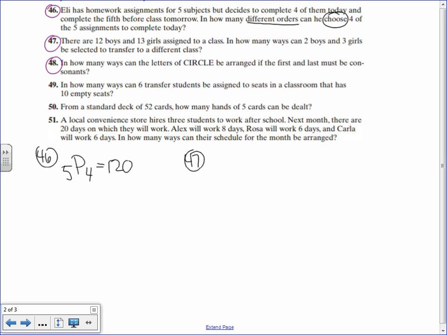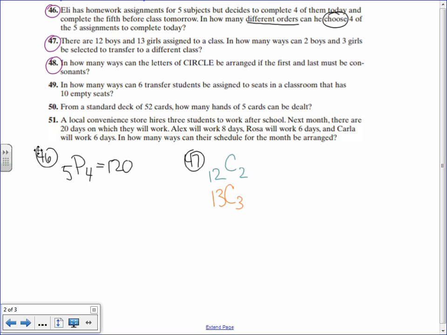Number 47, it says that there are 12 boys and 13 girls assigned to a class. How many ways can 2 boys and 3 girls be selected to transfer to a different class? All right, if I want to move you, it doesn't matter if I pick person A first or second, it just matters that I'm picking them. So this is a combination because the order doesn't matter. Out of the 12 boys that I have, I want to just pick 2 of them. And out of the 13 girls that I have, I just want to pick 3 of them.